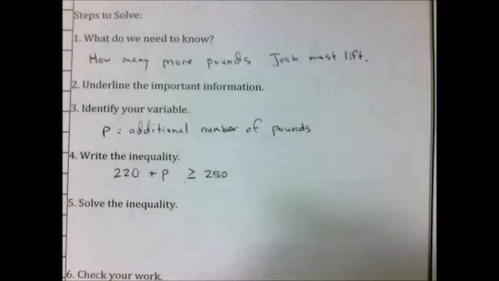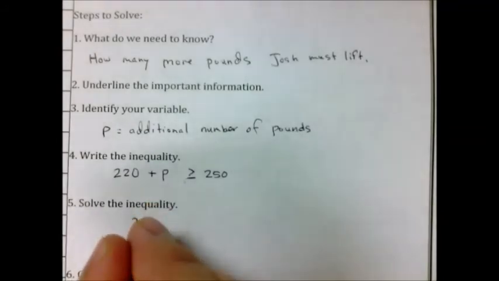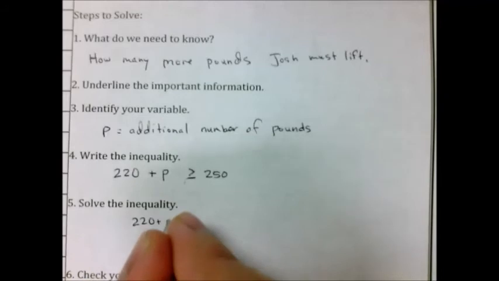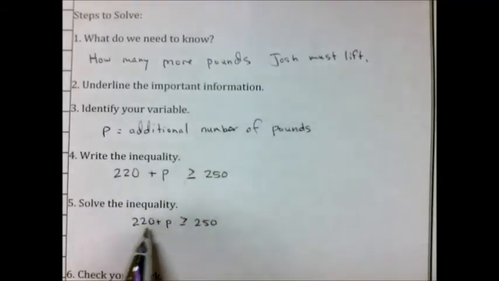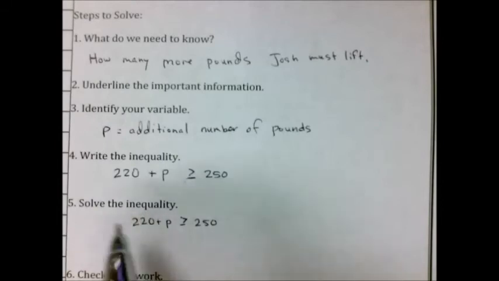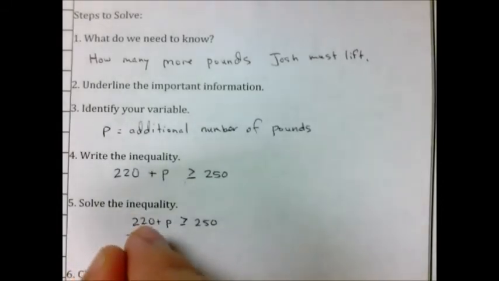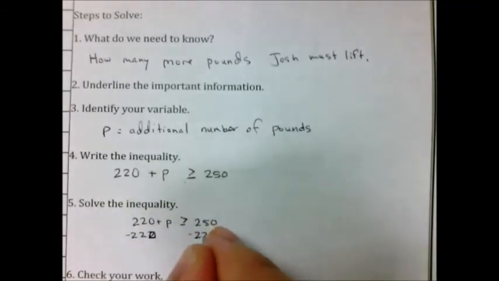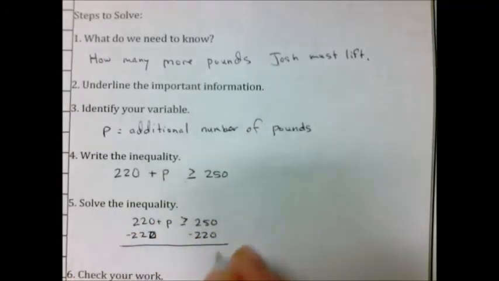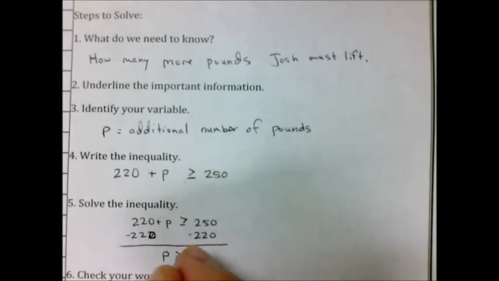So now all we have to do is solve that, right? So I'm going to rewrite the inequality: 220 plus P is greater than or equal to 250. We see here that this is a positive 220, and we need to get rid of that positive 220. So we're going to subtract. That's the inverse operation, to subtract 220 from both sides. And we end up getting P is greater than or equal to 30 pounds.